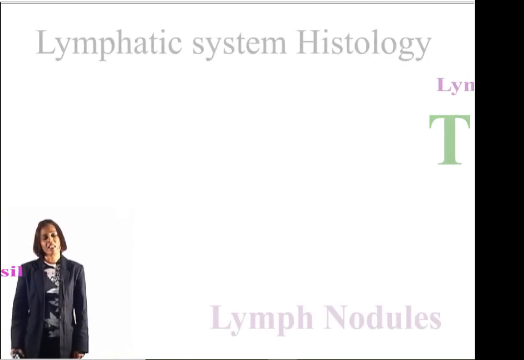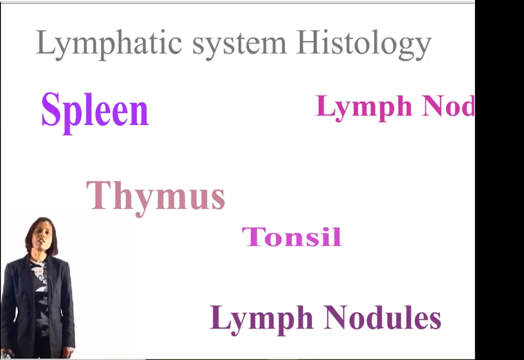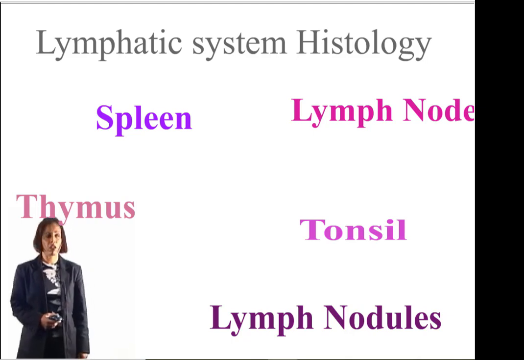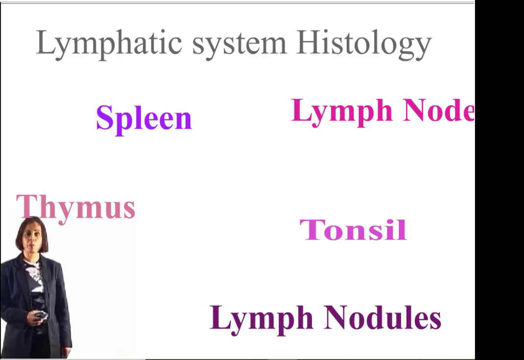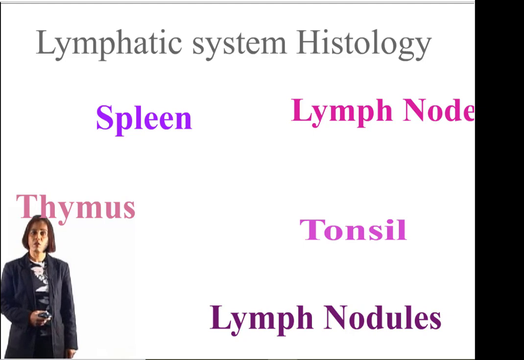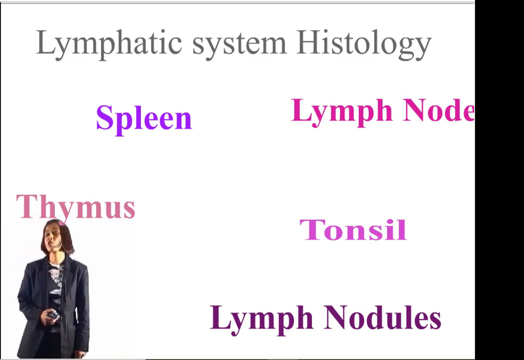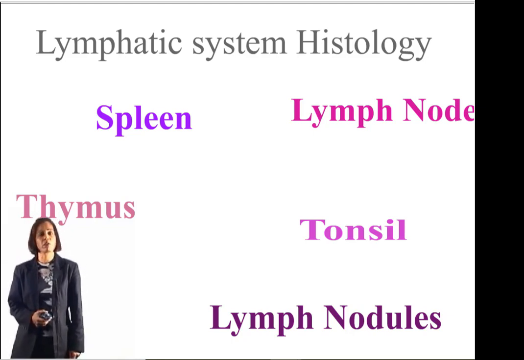Hello everyone. I'm going to be doing a series of video tutorials since histology forms a great part of the lab in ANP2. We're going to begin today with the lymphatic system histology, and we're going to look at the spleen, lymph node, thymus, tonsil, and with tonsil I mean palatine tonsil, and the discrete lymphatic nodules that are found in certain organs.